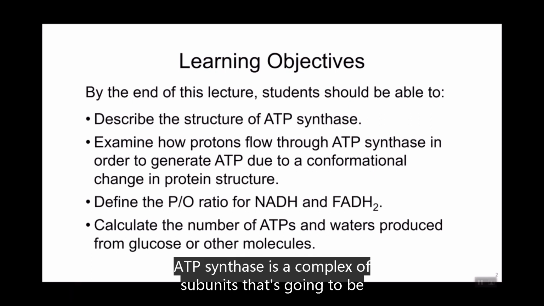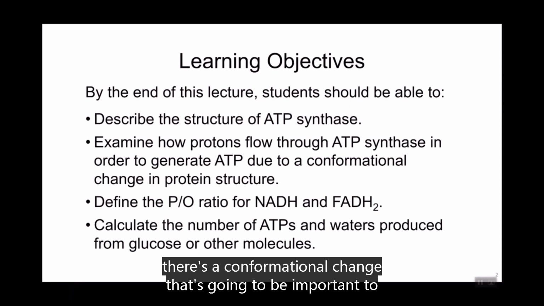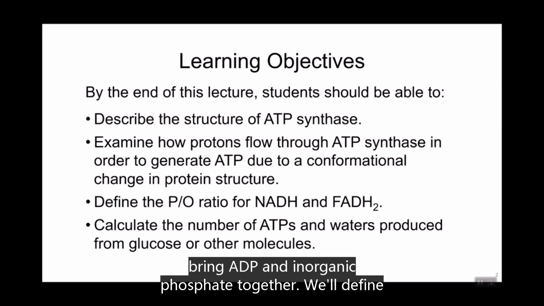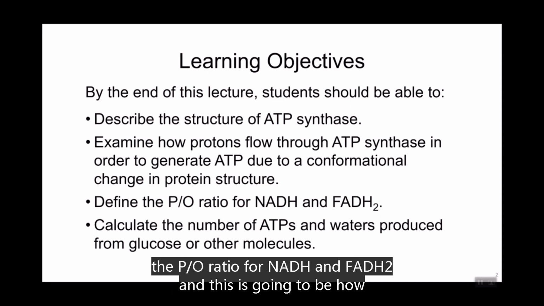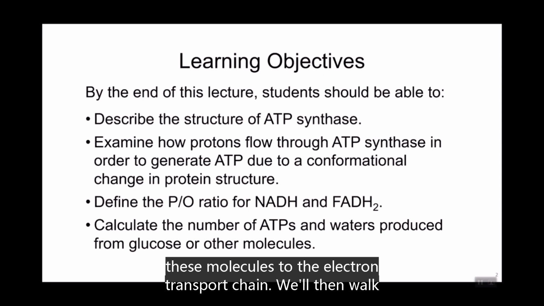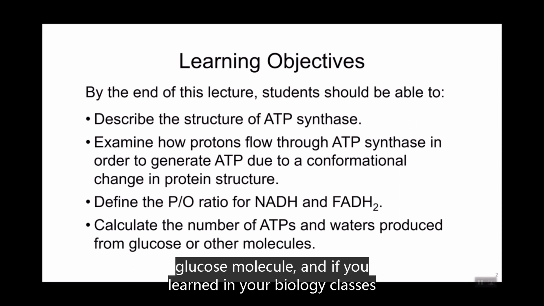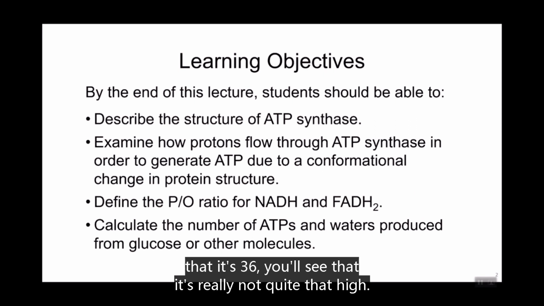ATP synthase is a complex of subunits that's going to be responsible for making ATP in the matrix. And you'll see that there's a conformational change that's going to be important to bring ADP and inorganic phosphate together. We'll define the P/O ratio for NADH and FADH2, and this is going to be how many ATPs are made per electrons that are passed from either of these molecules to the electron transport chain. We'll then walk through a calculation for how many ATPs are made from a glucose molecule. And if you learned in your biology classes that it's 36, you'll see that it's really not quite that high.